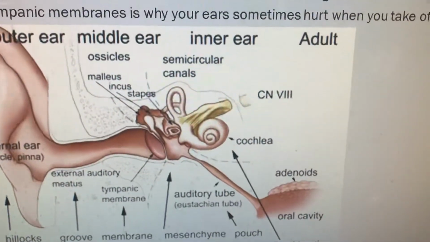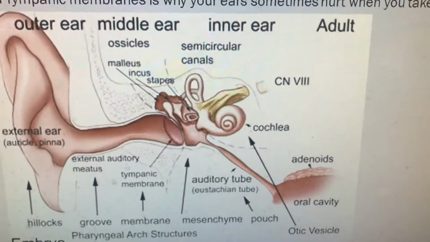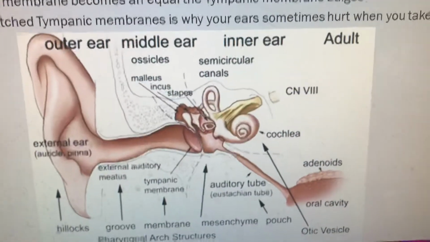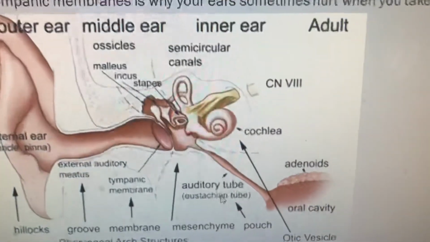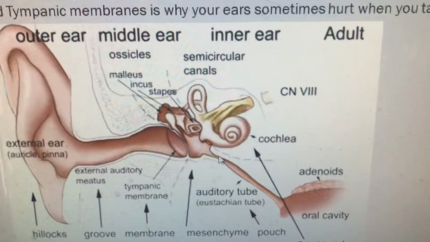You can see your malleus, the incus, and the stapes. You see your auditory tube here. That is where the eustachian tube is.